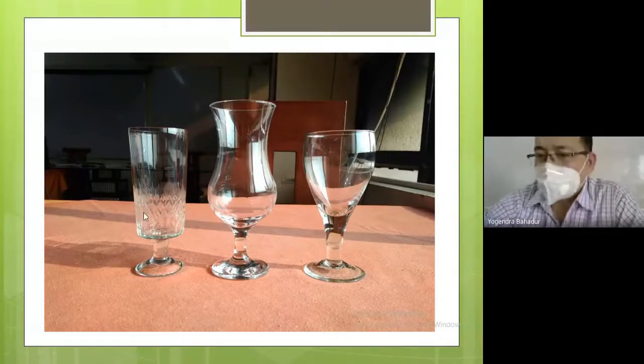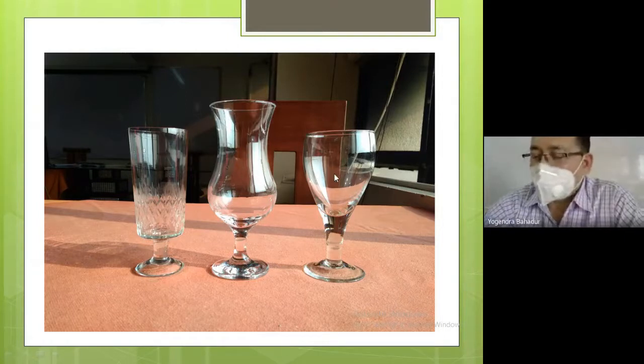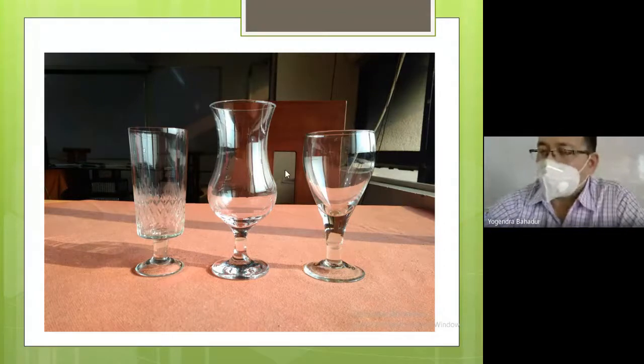So the left hand side is the parfait glass. Its quantity is 6 fluid ounce. At the center, you have the hurricane glass. Its quantity is 10 fluid ounce. On the right hand side, you have the club goblet or water goblet. Its quantity is 8 fluid ounce.